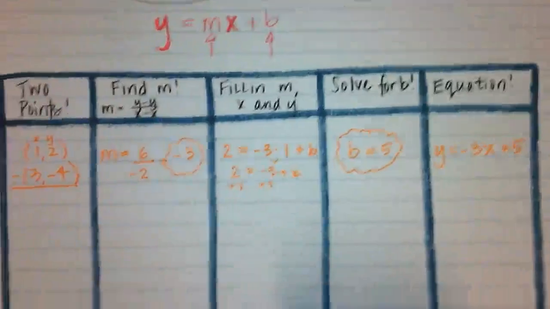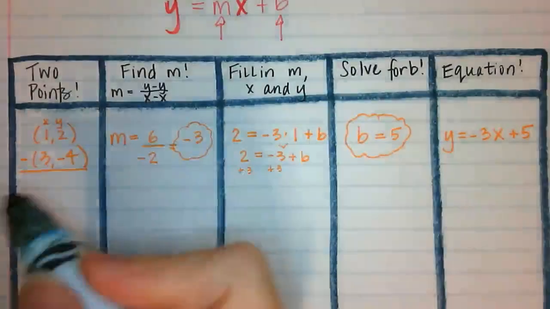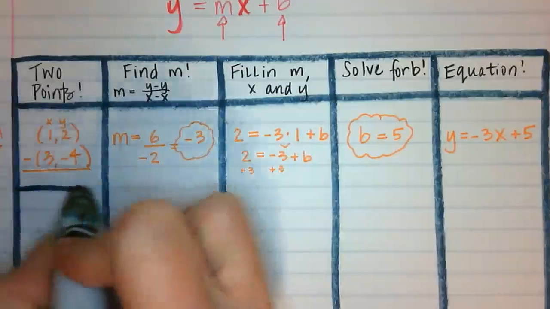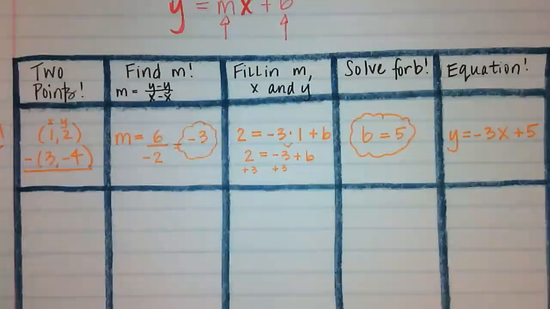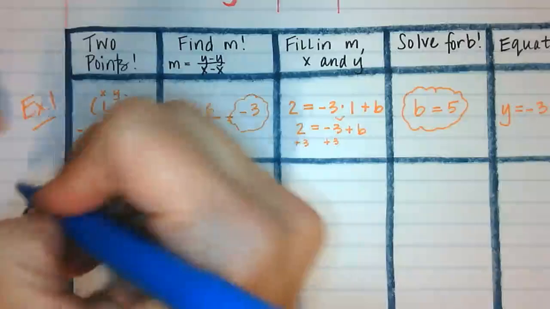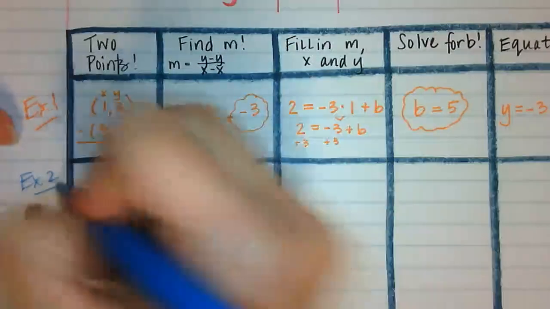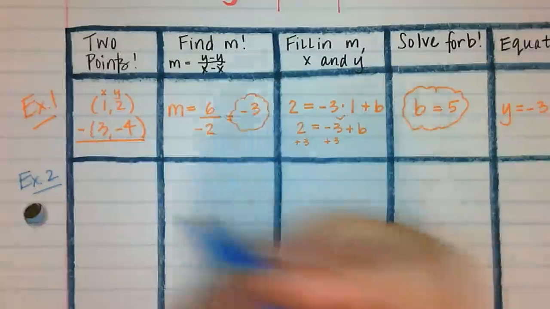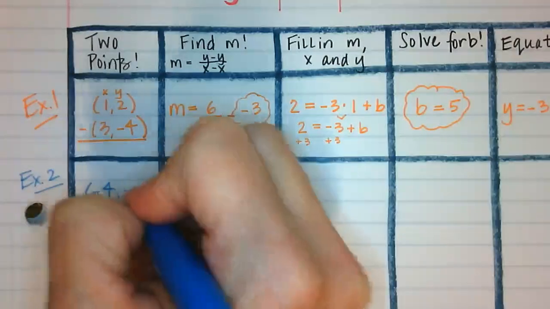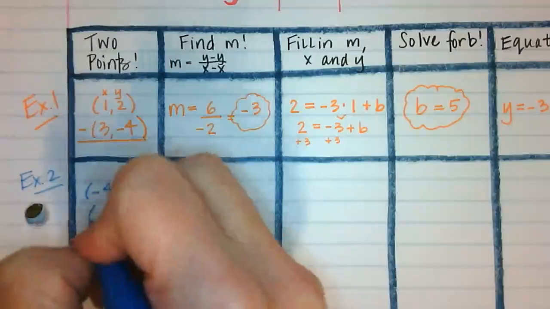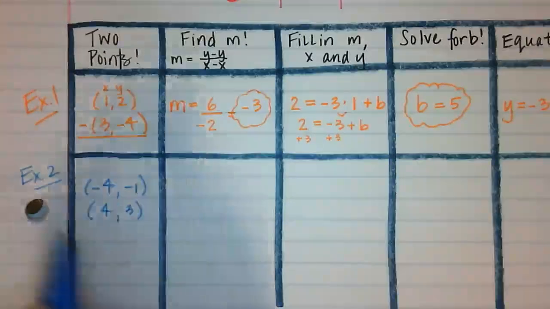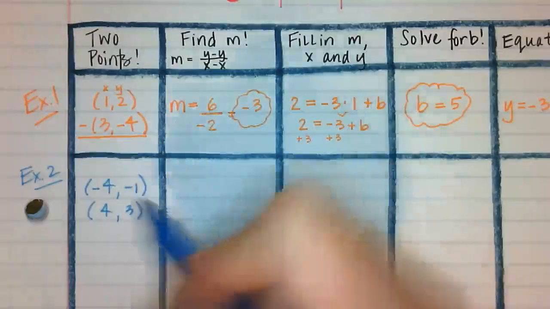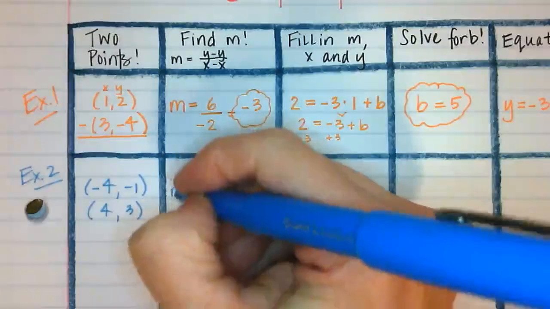All right, so again, if you need to pause or re-watch that, then please do. I'm going to draw a line, and let's try another one. Let's say this time, so here's example 2. So let's use the points (-4, -1) and (4, 3). I'm going to start you off with 2 points.